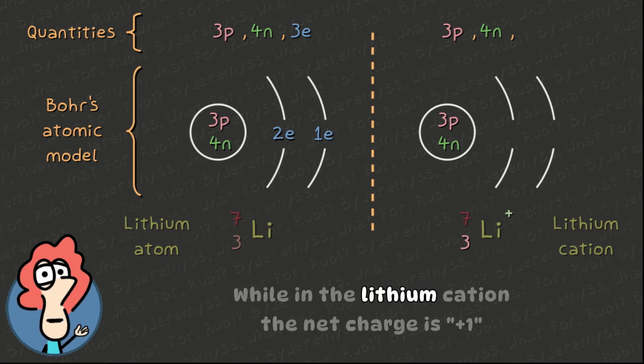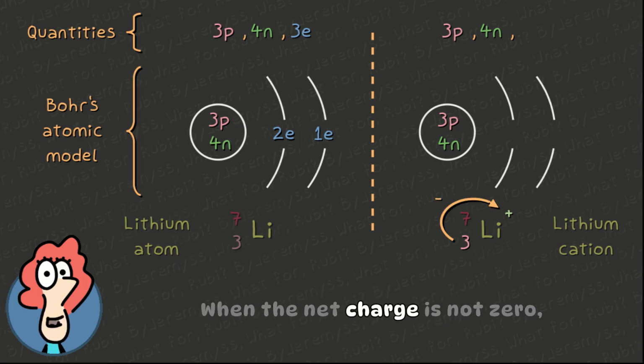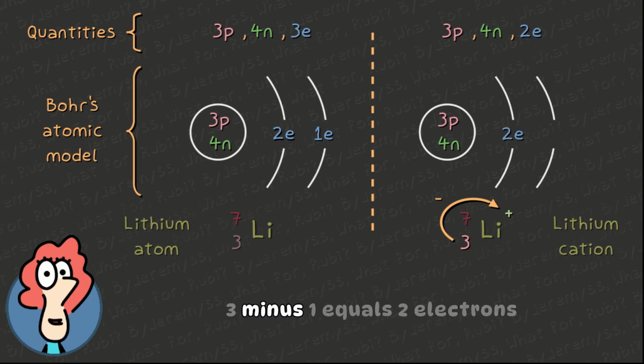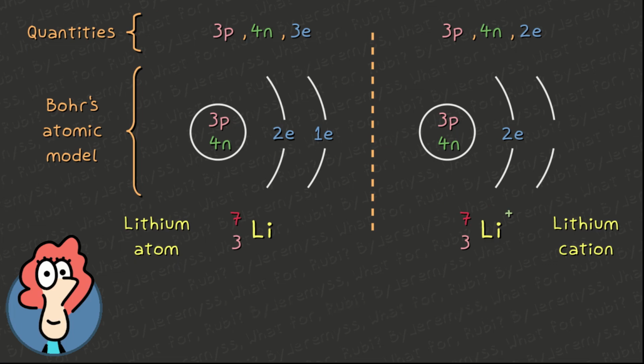While in the lithium cation, the net charge is +1. When the net charge is not 0, we obtain the electrons by subtracting the net charge from the atomic number. 3 minus 1 equals 2 electrons.